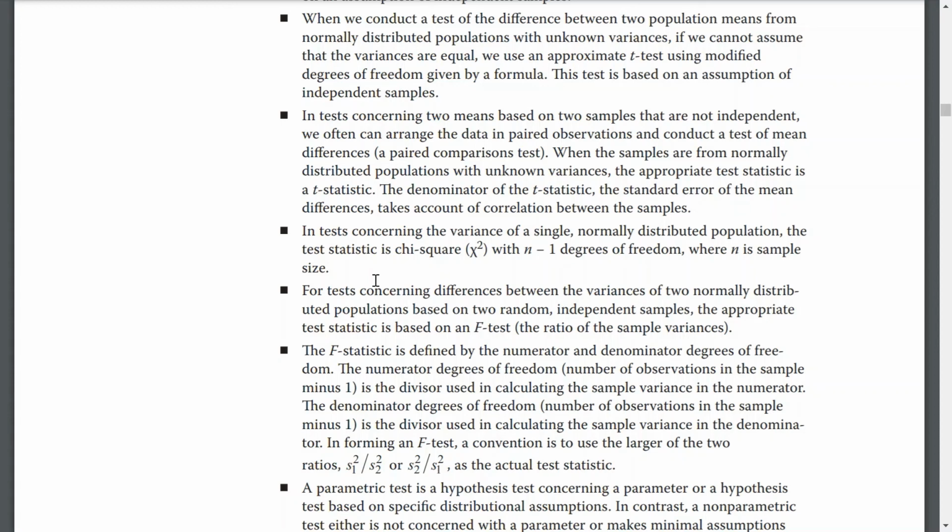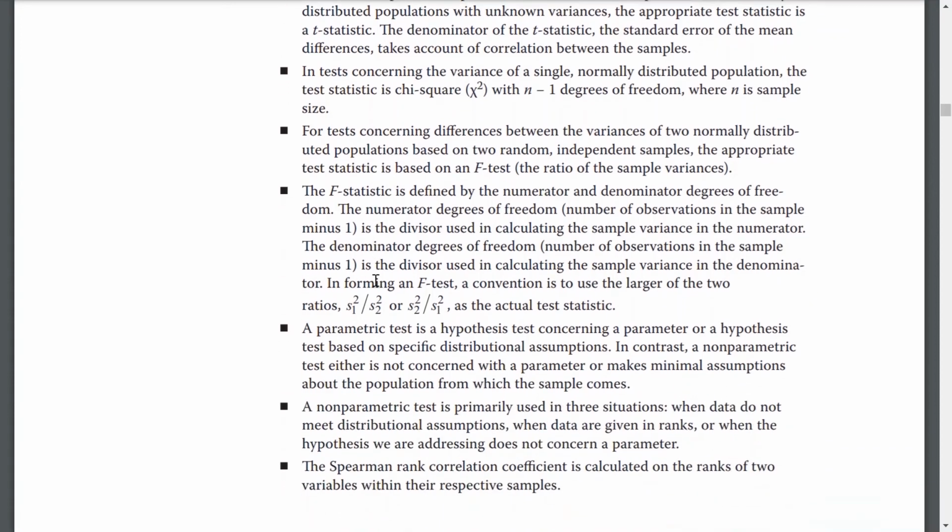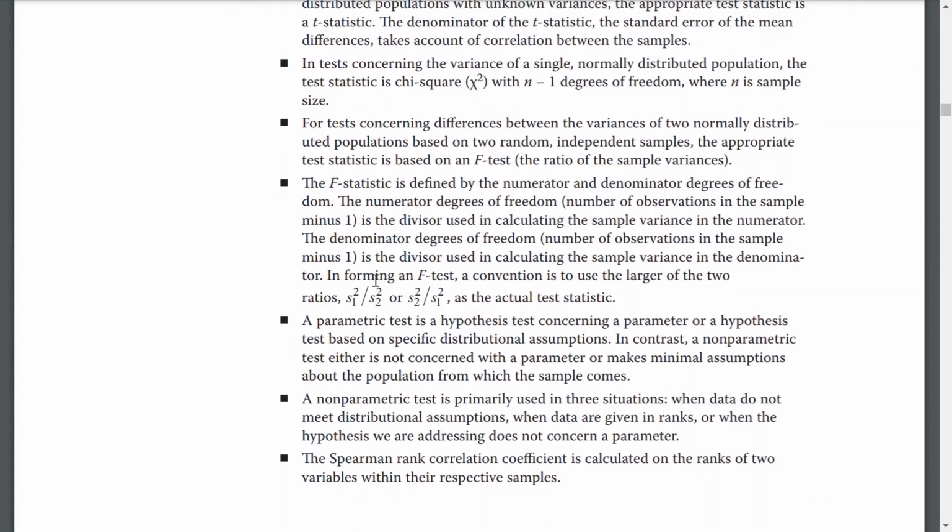For the test concerning the difference between the variances of two normally distributed populations based on two random independent samples, the appropriate test statistic is based on the F-test, the ratio of the sample variances. The F-statistic is defined by the numerator and denominator degrees of freedom. The numerator degrees of freedom, the number of observations in the sample minus 1, is the divisor used in calculating the sample variance in the numerator, and the denominator degrees of freedom, the number of observations in the sample minus 1, is the divisor used in calculating the sample variance in the denominator. In forming the F-test, the convention is to use the larger of the two ratios as the actual test statistic.